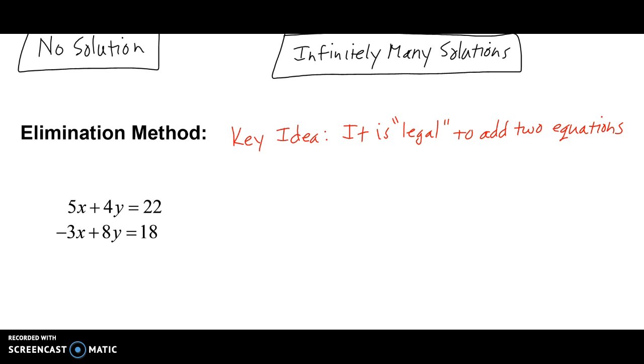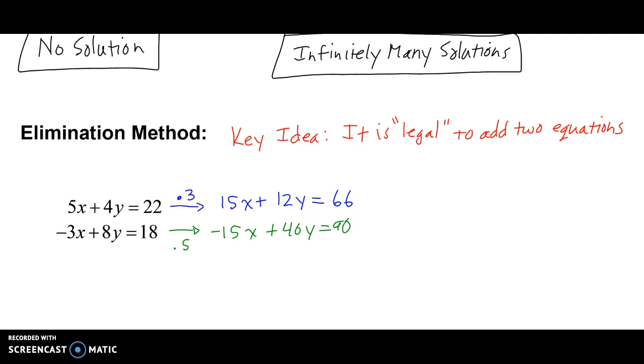What I'm going to do here is take the top equation and multiply it through by 3. Everything in the equation times 3. So I'm multiplying on the left and on the right by 3. So that'll be 15x plus 12y equals 66. And in the second equation, I'll go through and multiply everything by 5. So that'll give me negative 15x plus 40y equals 90.